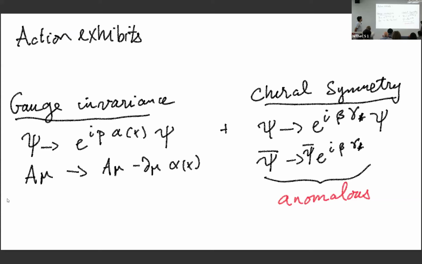So what does this model have? It's a gauge theory, so it's gauge invariant. Under a gauge transformation and a corresponding shift of the gauge field, the action remains invariant. There's also a chiral symmetry: if I rotate my left fermion and my right fermion differently, the action also remains unchanged. However, the chiral symmetry is anomalous. It suffers from the famous ABJ anomaly.